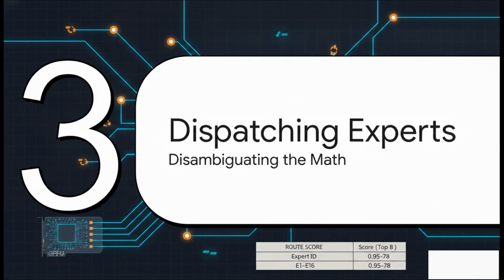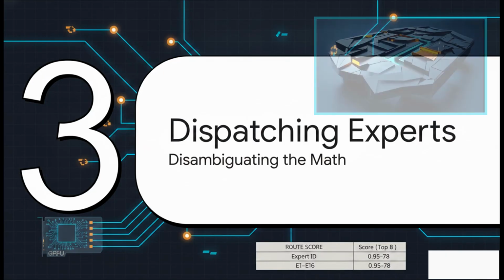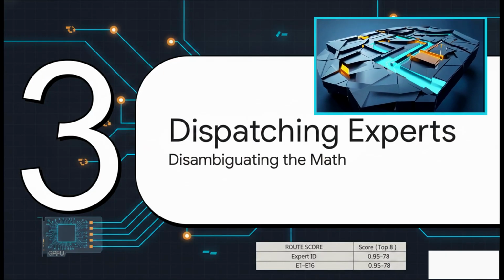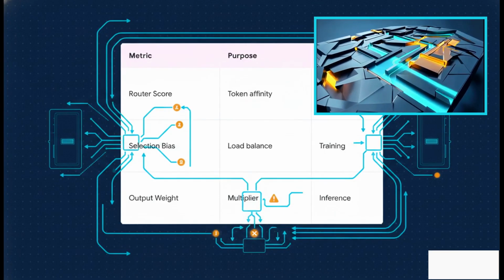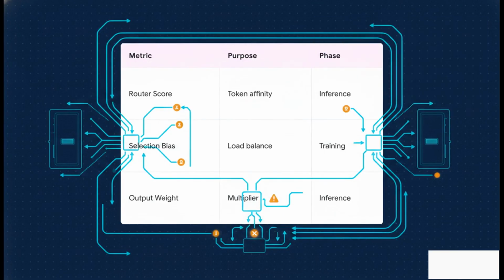All right, section 3, dispatching to the experts. Let's disambiguate the routing math. Now, what's really interesting about this slide is how we untangle the math that stops this whole system from falling apart. Basically, how does it pick those 8 experts reliably? We have to untangle these 3 highly confused routing metrics.